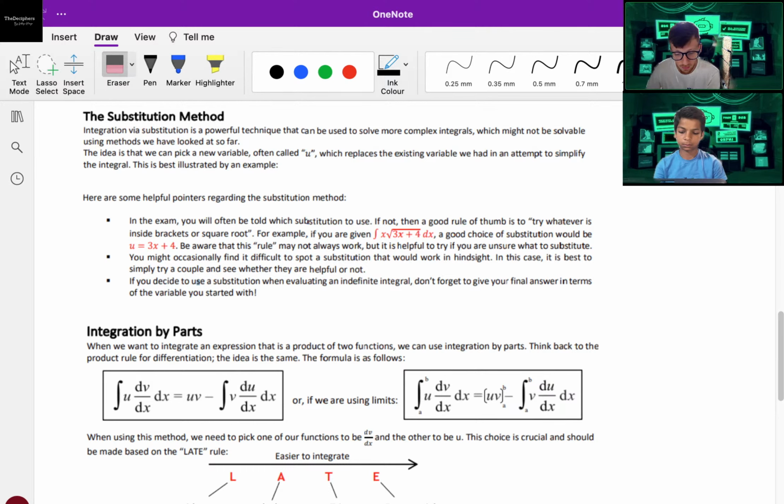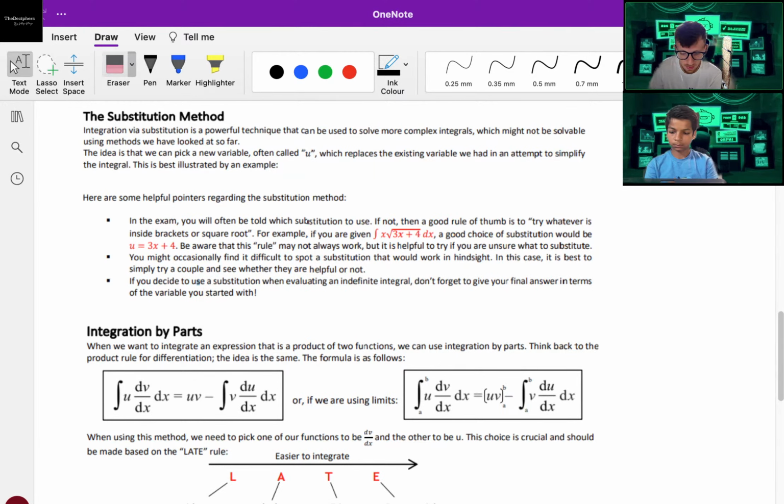You might also find it difficult to spot the substitution that would work in hindsight. So in this case, it's best to simply try a couple of things and see whether they are helpful or not. And if you decide to use a substitution when evaluating an indefinite integral, don't forget to give your answer in terms of the variable you started with. So obviously if you make a substitution, change the x to u's, then remember to put that substitution back in because you're integrating with respect to x originally.